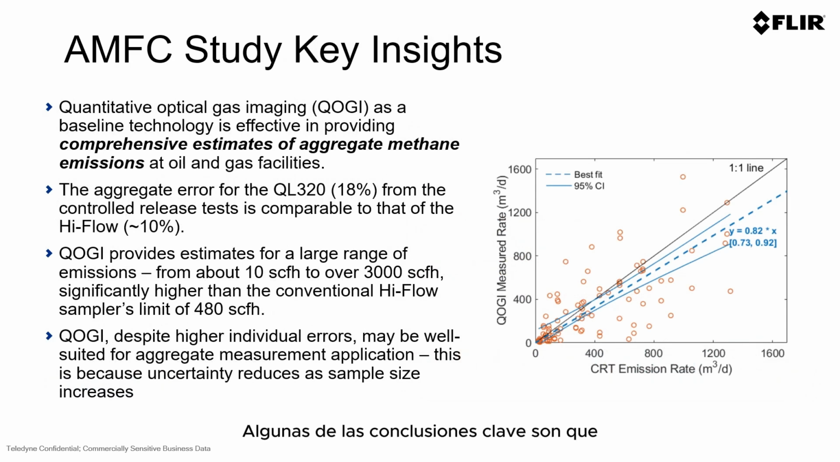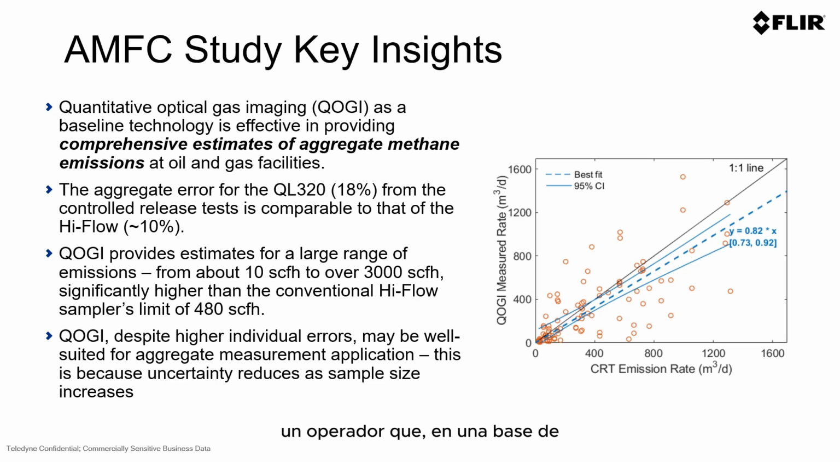Some of the key insights is that QOGI technology is a very good technology and provides comprehensive estimates of aggregate methane emissions. What does that mean? On an individual measurement basis, on a single measurement for QOGI, it can have a wide variance of error. But as you begin to use the technology in aggregate, or the more measurements you have, the better the results. In other words, 10 measurements on average is better than 1. Averaging 100 measurements is better than 10.